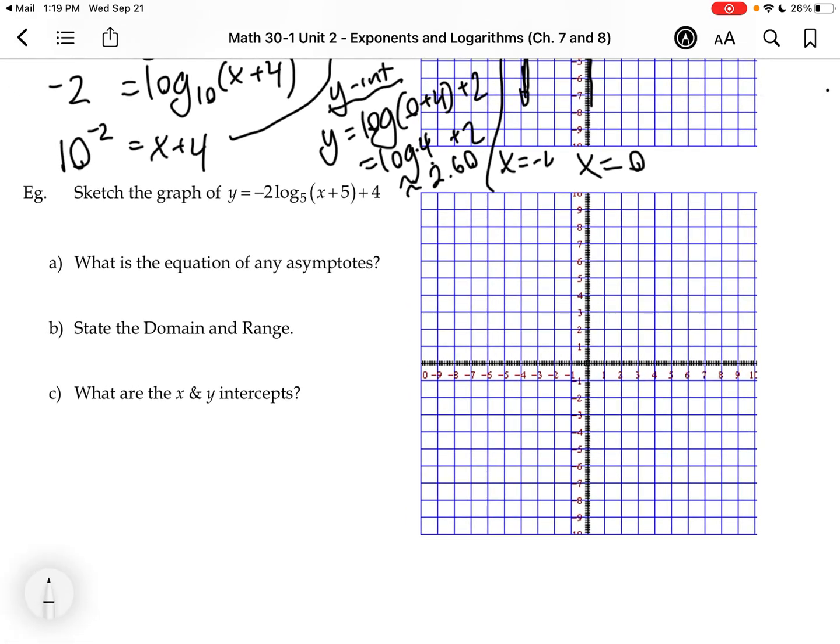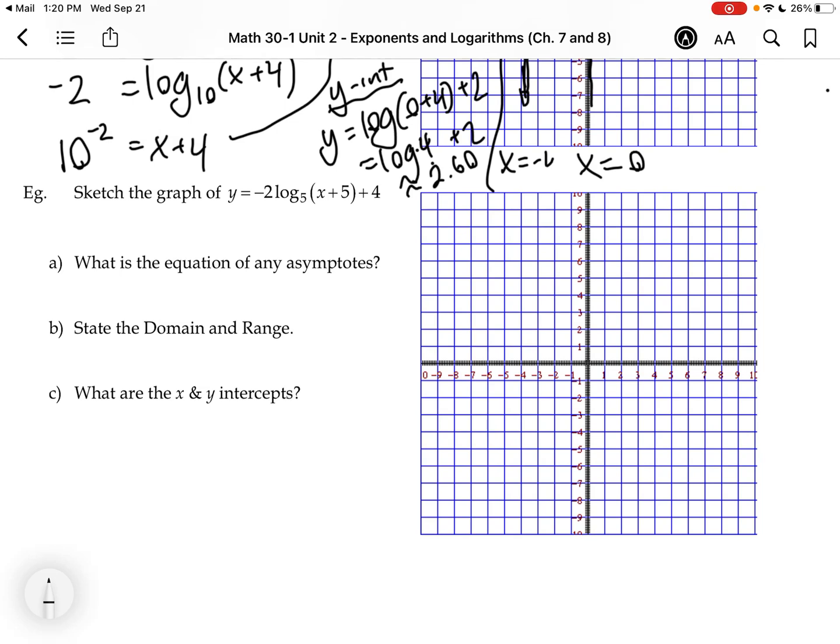Okay. All right, let's look at another example. So here we have sketched the graph of y equals -2 log base 5 of x plus 5. Okay, so a couple of things that would be helpful to do here. One of them, be really aware of what your base function is.